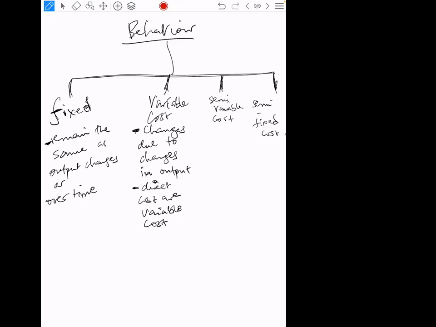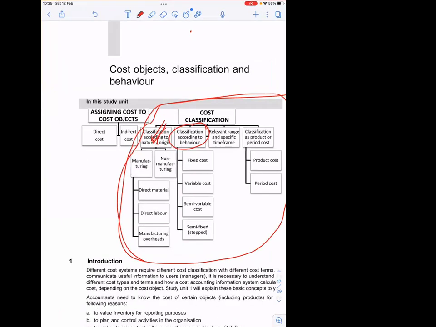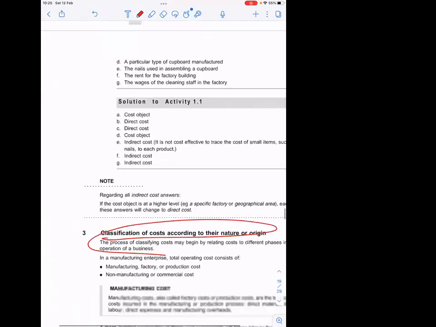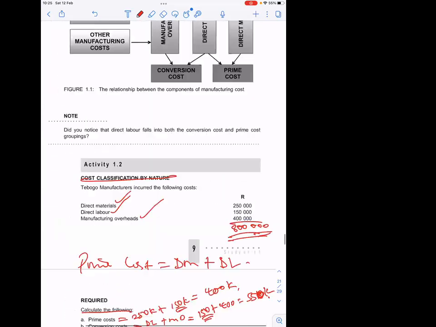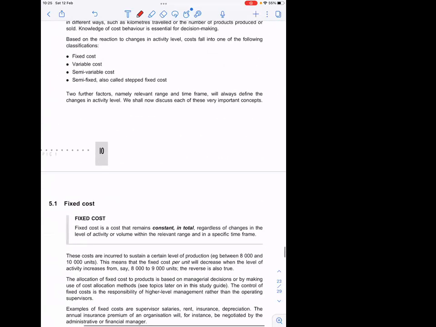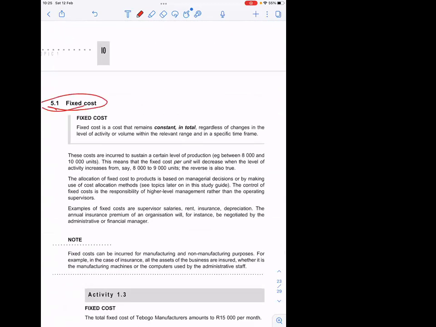All right, let me take you through now the definition of these things for your understanding, because these terms will follow us. If they are not well explained from the onset, going forward you will hear someone say, what is a variable cost to start with? Right, here's the book definition there. Know where to get it in case they ask you. Now that you're writing from home, simply come and get it here. Fixed cost. Fixed cost is a cost that remains constant in total, regardless of changes in the level of activity or volume within the relevant range and in a specific time frame.